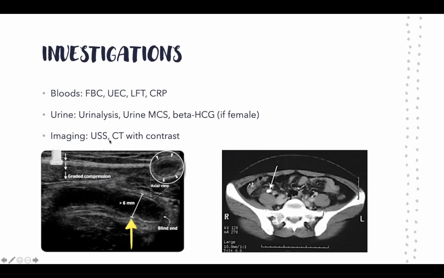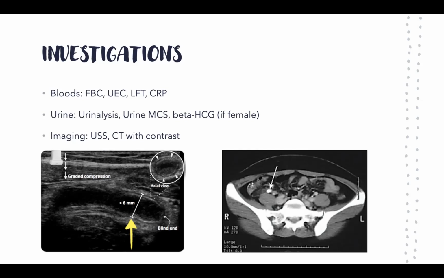Imaging tools, we can use ultrasound or CT scans with contrast. CT scans are more accurate at picking up appendicitis, but they do have the tendency for greater radiation exposure. When a patient is female, from a younger population, or pregnant, we're most likely to go towards ultrasound. So in pregnant women and younger patients, we tend to lean towards ultrasound due to the lower radiation.